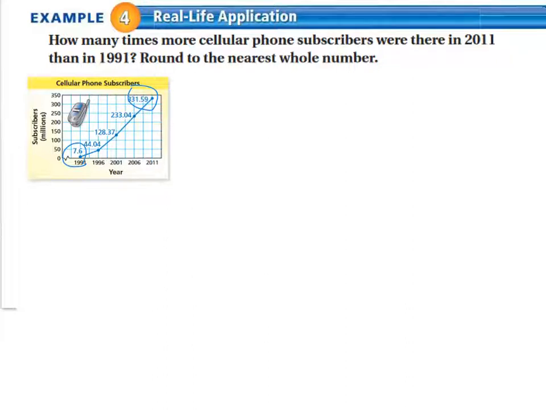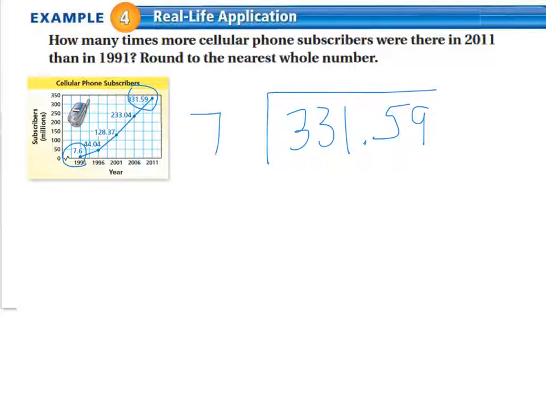So my problem becomes 331.59 divided by 7.6. That will tell me how many more times. I want my divisor to become a whole number, so I need to multiply it by 10 to move the decimal place 1 to the right. Doing that to my divisor means I also need to do that to my dividend. Moving the decimal 1 to the right would place it right here between the 5 and the 9. Now I can divide as normal.